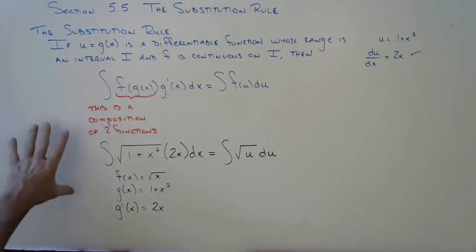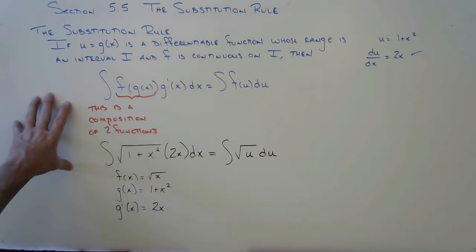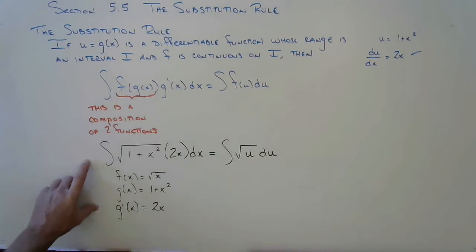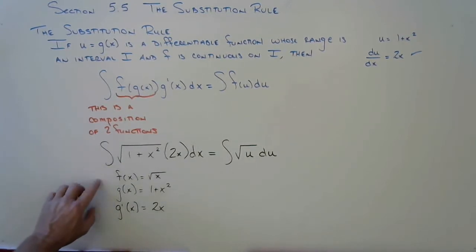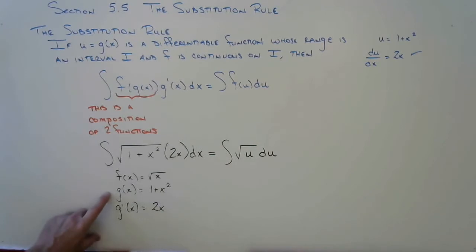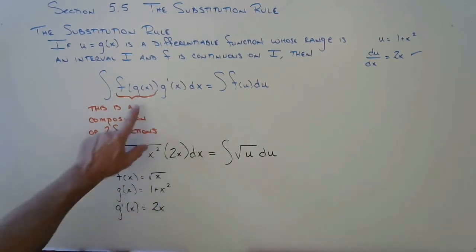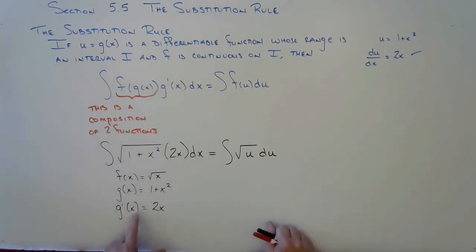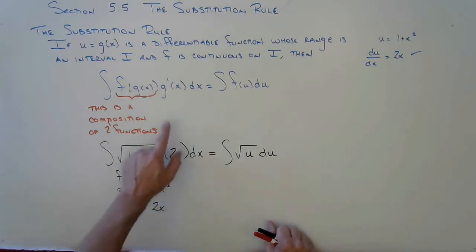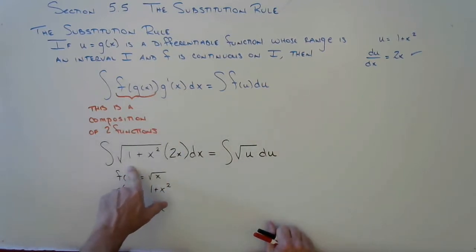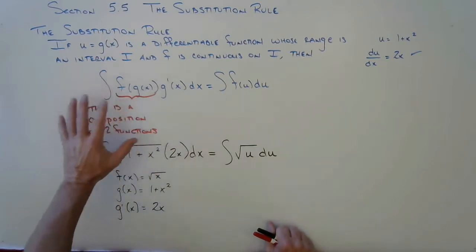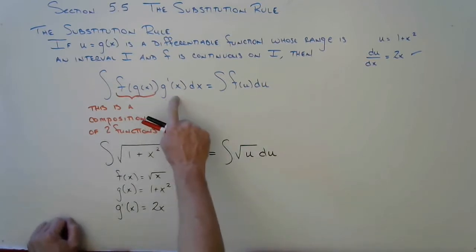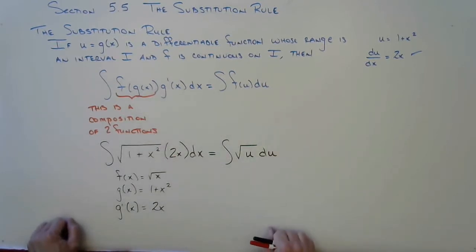So if you would take the time to perhaps pause the video, look at this in your notes, look at what we did here, identify for yourself why f is the square root of x, identify for yourself why g of x is 1 plus x squared, because it's the inside function. Identify for yourself that yes, indeed, the derivative of this is 2x, and 2x is a factor of my integrand. You would be able to see and come to grips with what the substitution rule says. The substitution rule says I integrate things such as this. This is what I integrate.